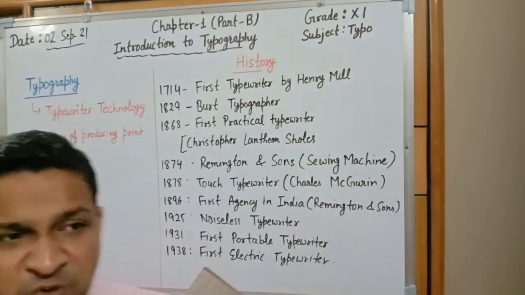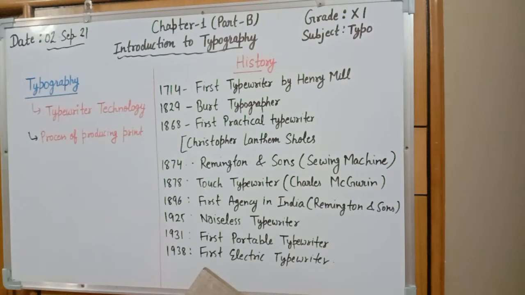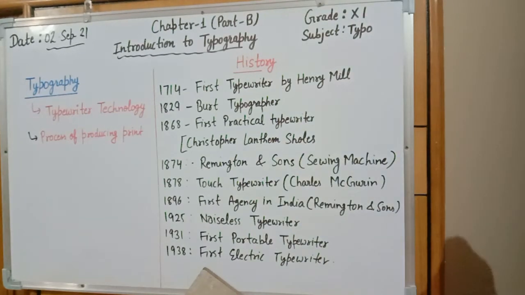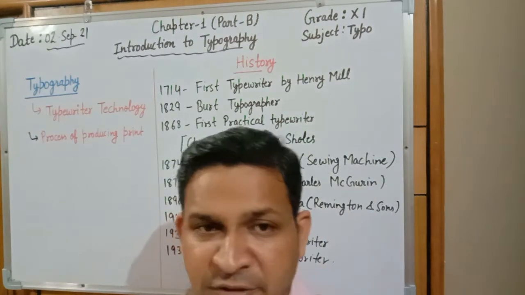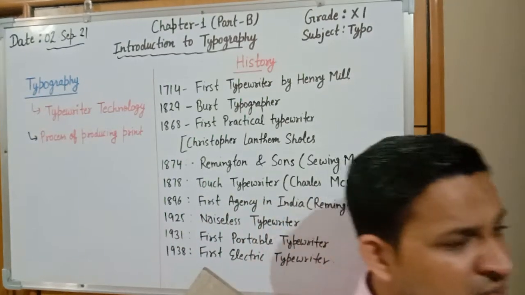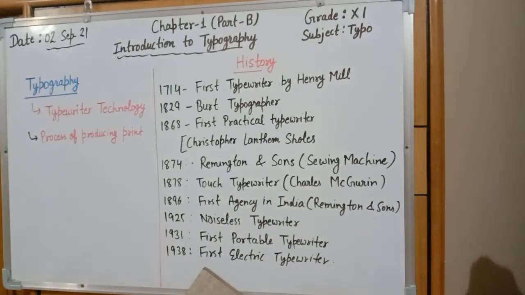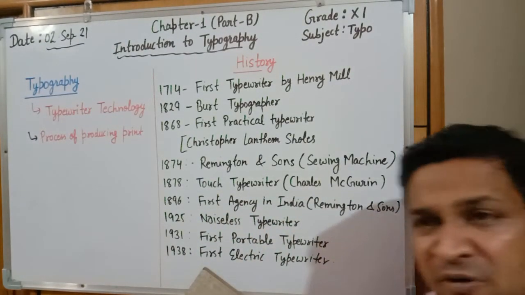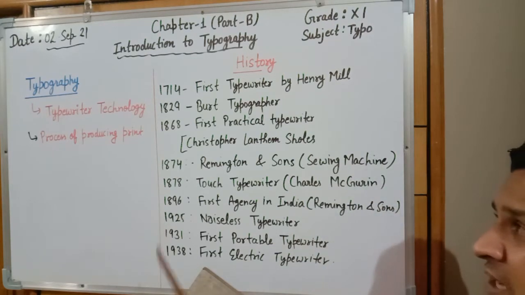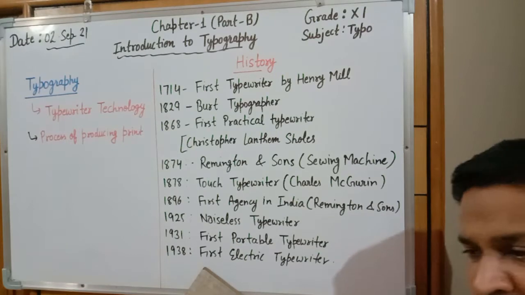According to the history of typography, it started in 1714. 1714 was the year in which the first typewriter was prepared by Mr. Henry Mill. It's an important question. The first typewriter was prepared by Mr. Henry Mill, but it could not get proper success. A number of huge changes were required. So typewriter technology started in 1714.